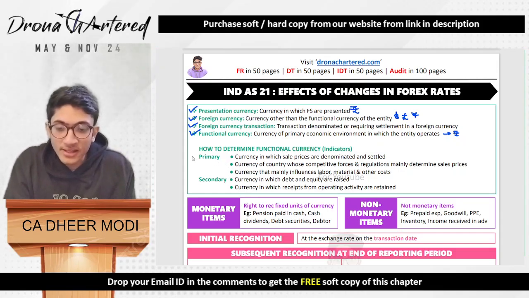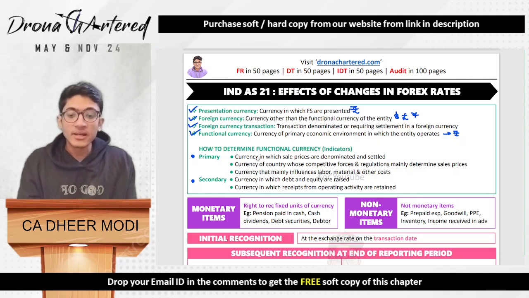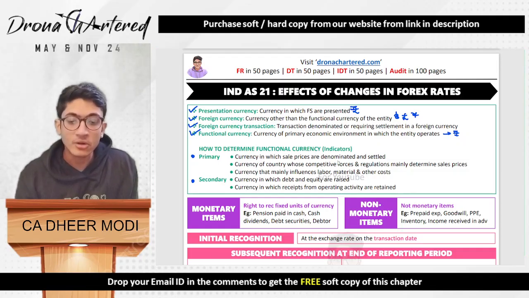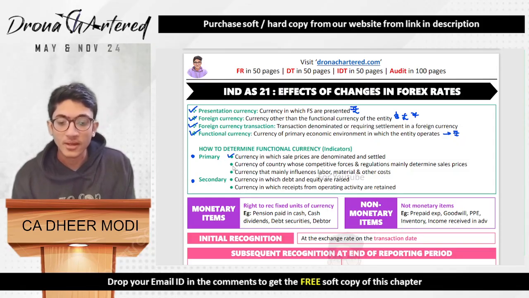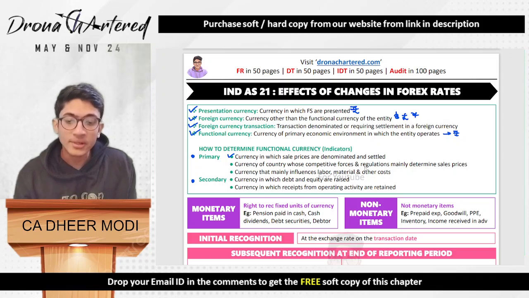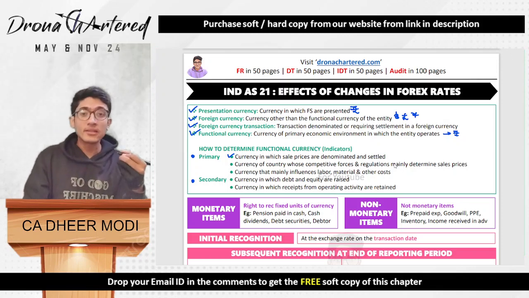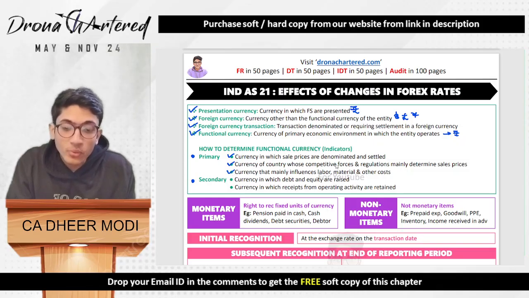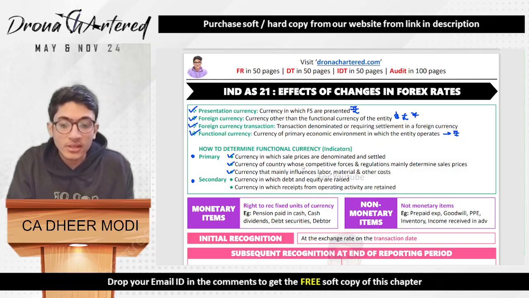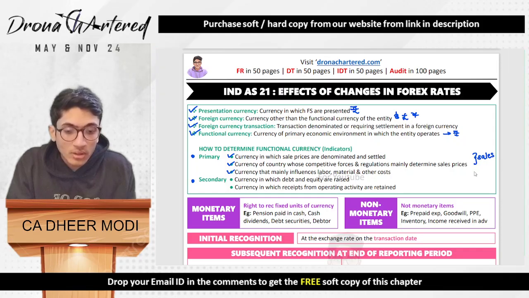So, there are two types of indicators. First is your primary indicators, and second is your secondary indicators. So primary indicators are currency in which sale prices are denominated and settled. That is, in what currency do you sell? Second, currency of the country whose competitive forces and regulations mainly determine the sales price. That means wherever you operate, the currency of that country. Third, currency that mainly influences labor, material, and other costs. So if you see, our first two points are related to sales, and your third point is related to your cost.